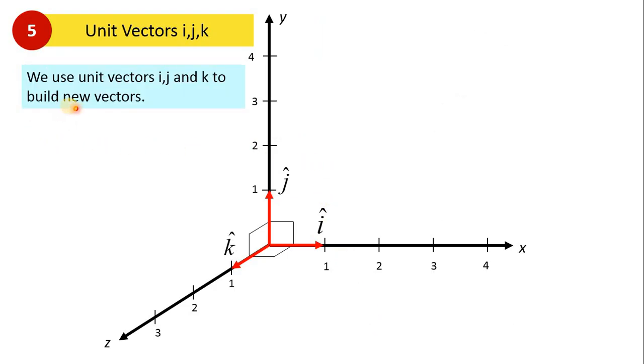Now what is the use of these unit vectors? We use the unit vectors i, j and k with cap, of course, i cap, j cap, k cap, to build new vectors. Let us see how we can build new vectors.